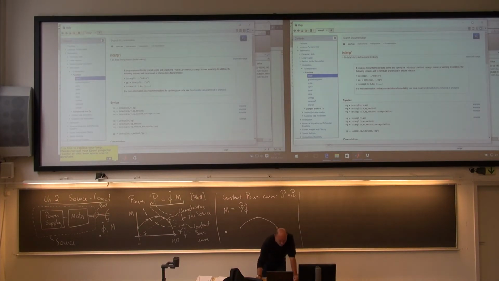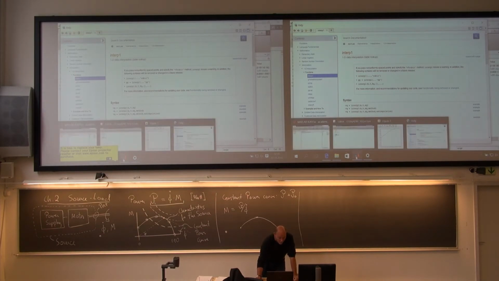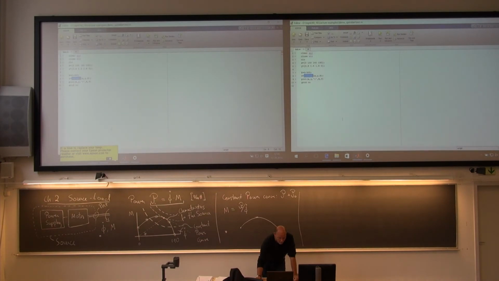Any questions to this interpolation routine? So I will put out these small programs on the homepage so you can find them there later on.